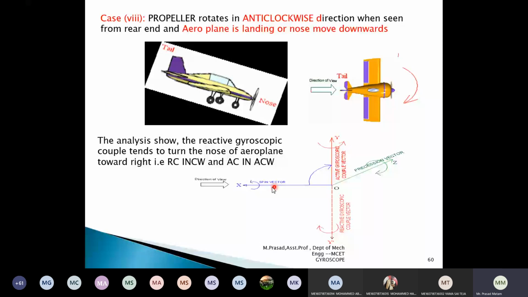Okay, when it is landing, where the pressure vector will come, already we have discussed. When it is takeoff, pressure vector is coming in the negative z-axis. When it is landing, pressure vector is coming in the positive z-axis. This green line shows your pressure vector. Now where you are getting the active couple, rotate the spin vector by 90 degrees. Now active couple is coming in the positive y-axis and reactive couple is coming in the negative y-axis. You can see the direction of rotation. Active couple is rotating in anti-clockwise and reactive couple is rotating in clockwise. Okay, I would like to view this.